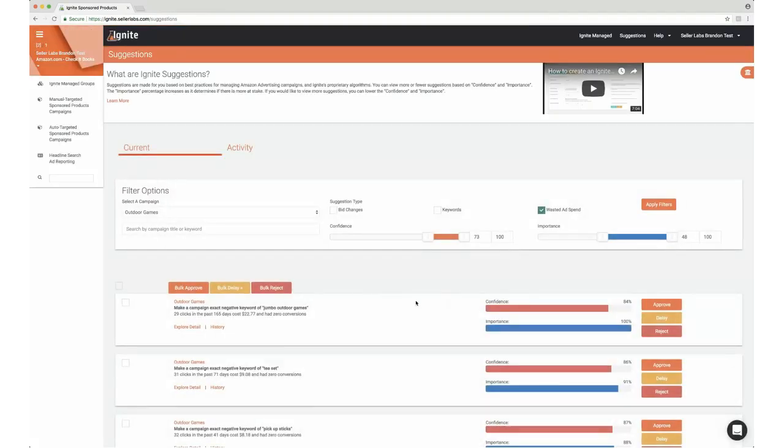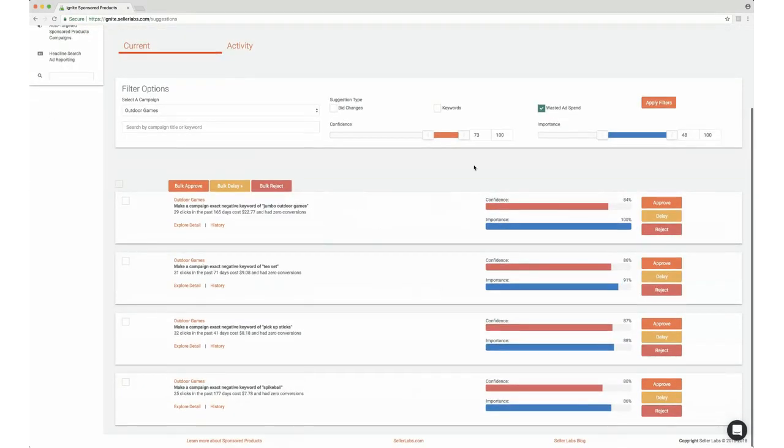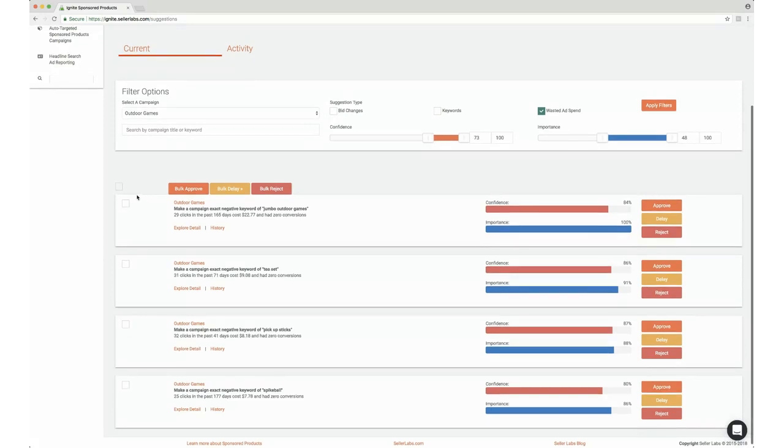And then from here, you're going to see that same type of setup that we saw before, but you're going to see all the ones that are available and they match the criteria up top. And you're going to notice you can still do this one at a time. You can go in here, you can approve, delay, or reject them if you'd like to. But you can also do multiple ones at the same time. If I want to act on, let's just say these 2, then I can just check the box to the left and I could say bulk approve, bulk delay, or bulk reject.